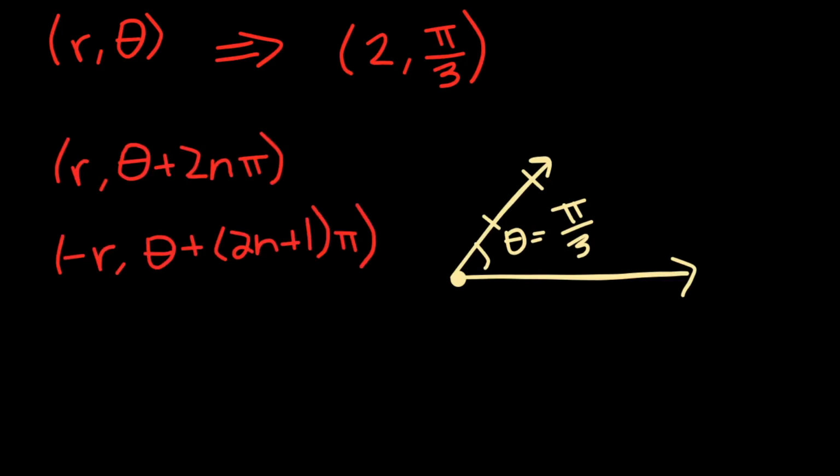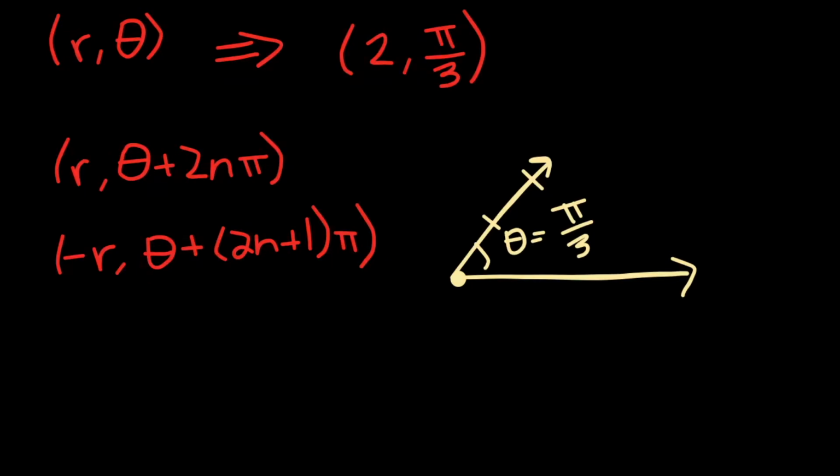Another way to determine other coordinates equivalent to the one we just graphed is to use these two formulas here. Formula 1 is r, theta plus 2n pi, and formula 2 is negative r, theta plus (2n plus 1) times pi. In this case, n can be any integer and theta is any angle. We can take the original set of coordinates we had before and use these formulas to generate equal coordinates.